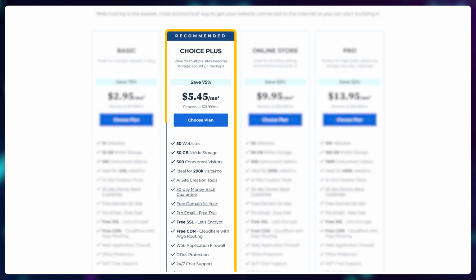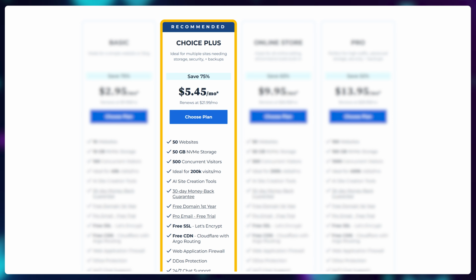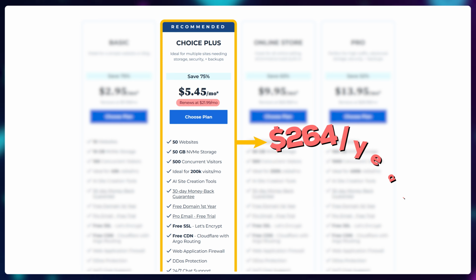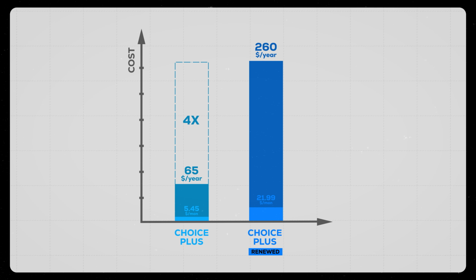If you take a look at my Choice Plus plan, it seems like it's $5.45 a month or $65 a year, and that's true. But since web hosting is a subscription service, once my subscription expires, I'll have to renew at the real price, which is $22 a month or $264 a year. That's a 4x increase in price.